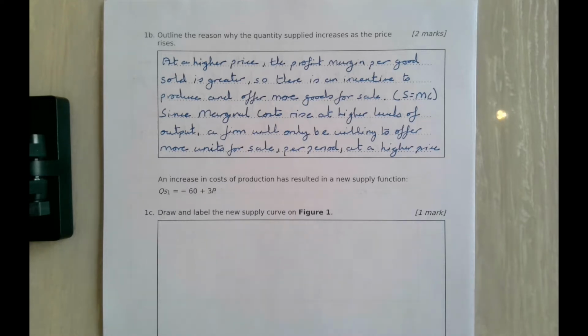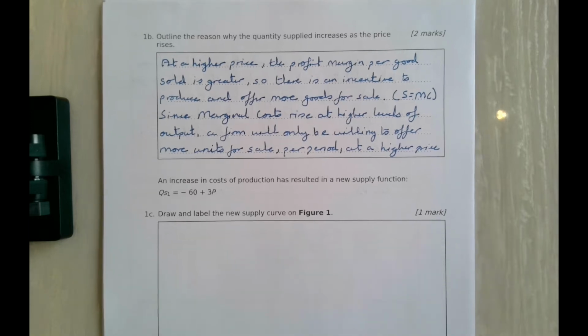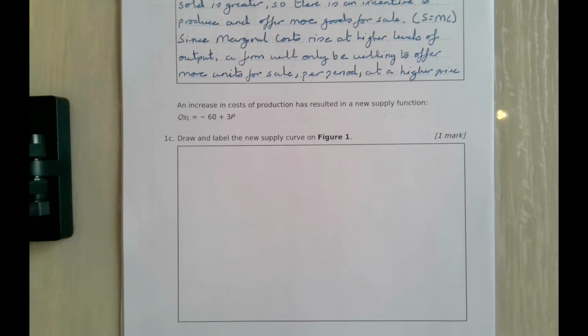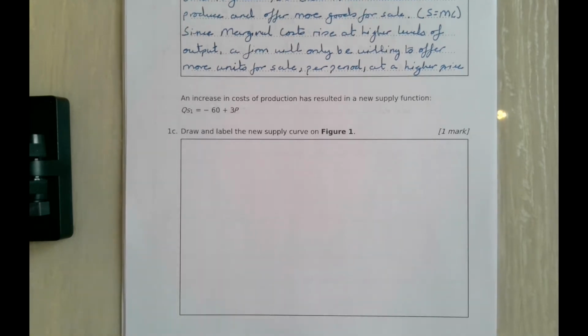Another reason that you could give to get the 2 marks is that, don't forget, the supply is the marginal cost to the firm. So since marginal costs rise at higher levels of output, a firm will only be willing to offer more units for sale per period at a higher price. More on that in previous videos, but I think if you understand the general theory regarding demand and supply, that really should make sense. Now, there's a few things that I want to go slightly deeper into here, but before we do that, I'll just quickly answer this question.